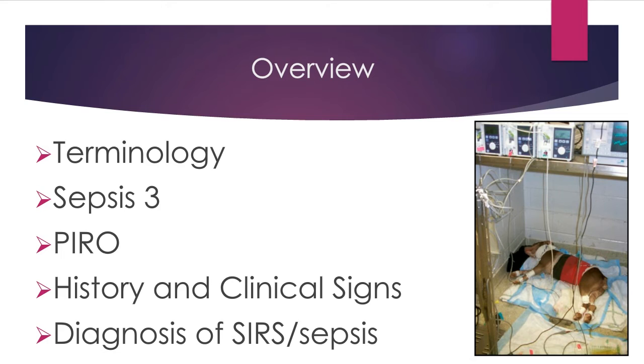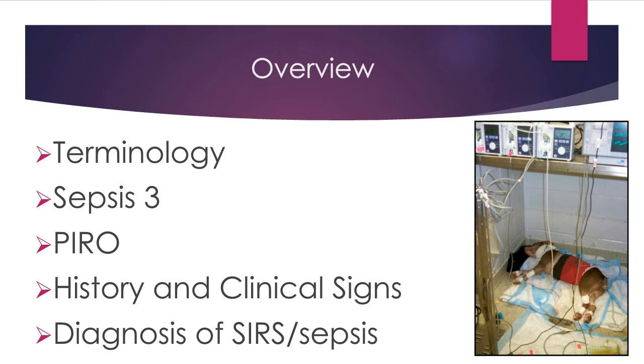Between SIRS and Sepsis-3 was a second definition called PIRO, which I think deserves some attention because it has a lot of important information about the hows and whys and potentially the future of how we might better define SIRS and sepsis in small animal patients.